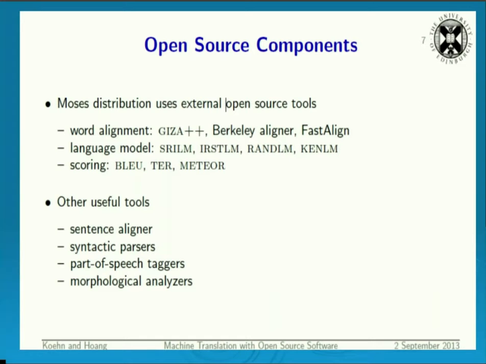Moses depends on other components to complete the machine translation chain. And in Moses for Mere Mortals you have as word aligner GIZA++, as language models IRSTLM and RandLM, and scoring metrics you have even some more than those in this slide. Other useful tools are not available on Moses for Mere Mortals for the reasons I'll explain later.